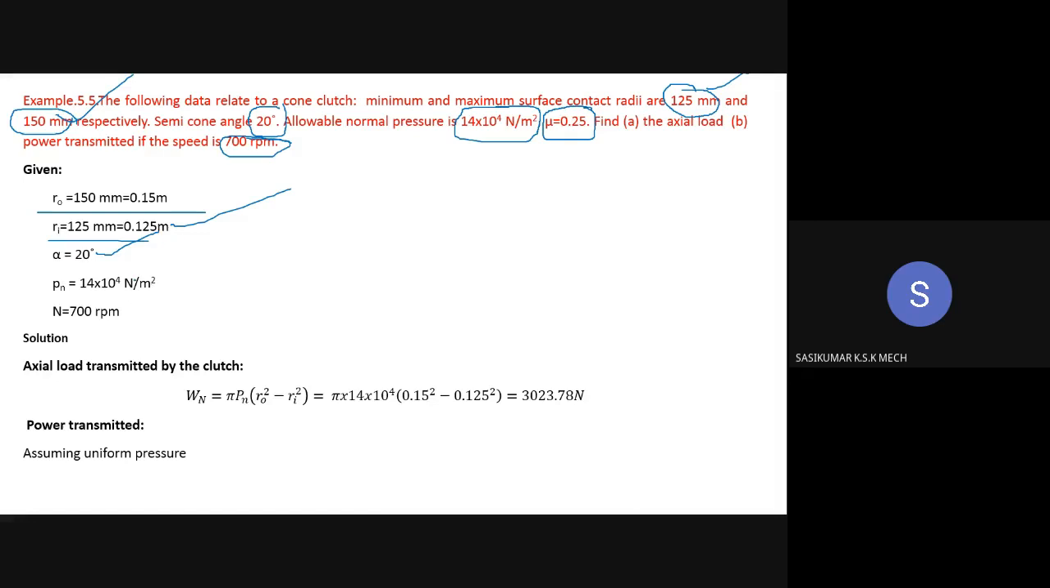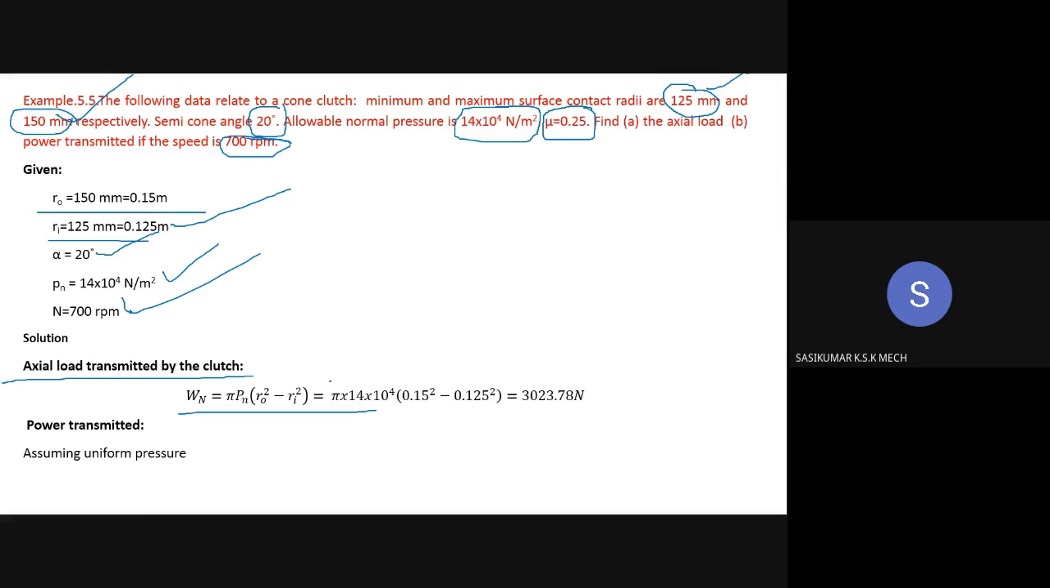Normal pressure acting on the clutch is 14 into 10 to the power of 4 Newton per meter square. Speed is 700 rpm. So now the axial load transmitted by the clutch is given by pi into Pn, where Pn is the axial pressure, R naught is the outer radius, and Ri is the inner radius.